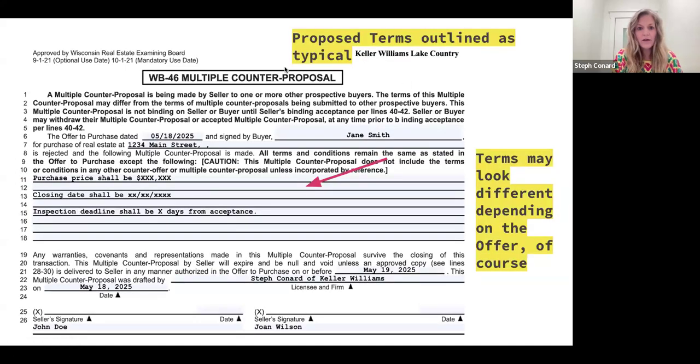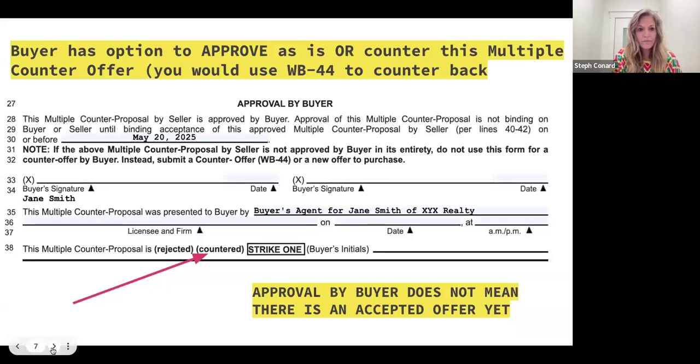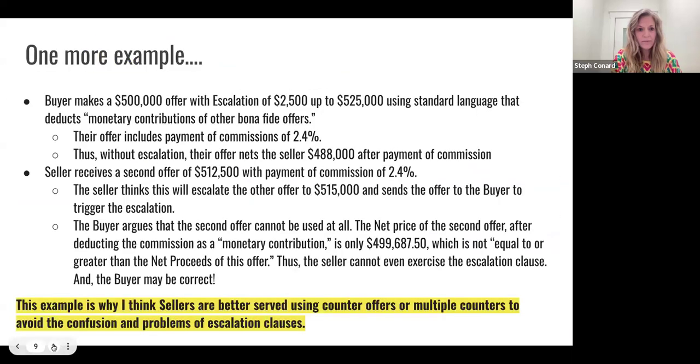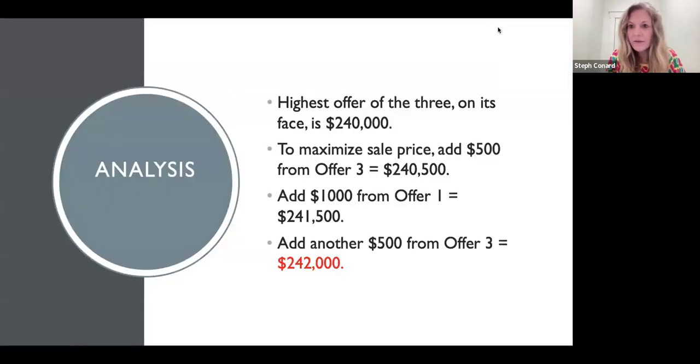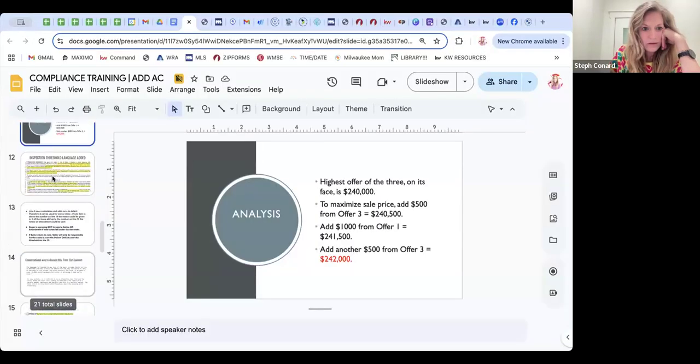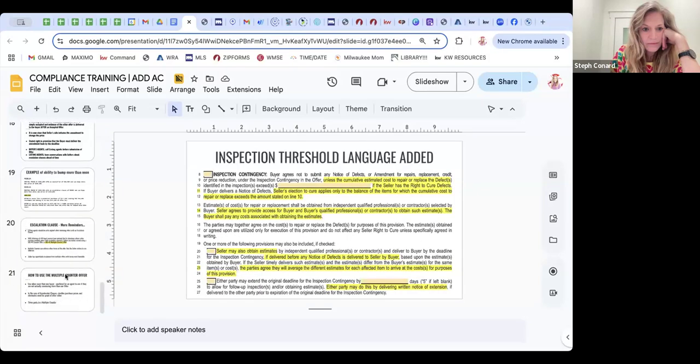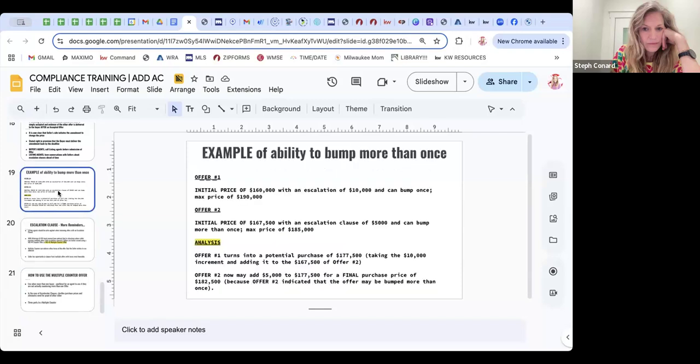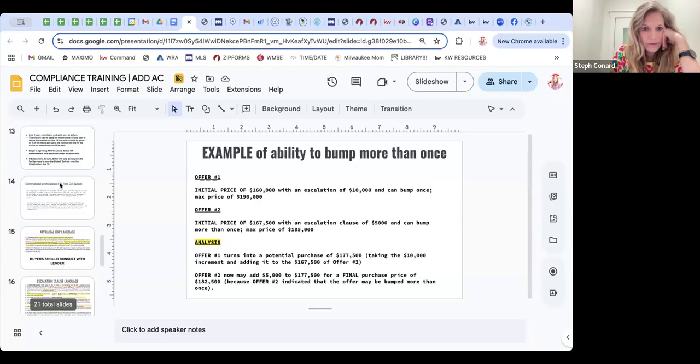Okay. All right. I'm actually going to go back to this slide. I thought I moved this, but I did not. I'm going to revisit the multiple counter proposal at the end of this, as it relates to the addendum, or the escalation clause, excuse me. Yep. All of these did not leave. I'm so sorry. Hold on. I thought I moved all of these. We'll come back to it.